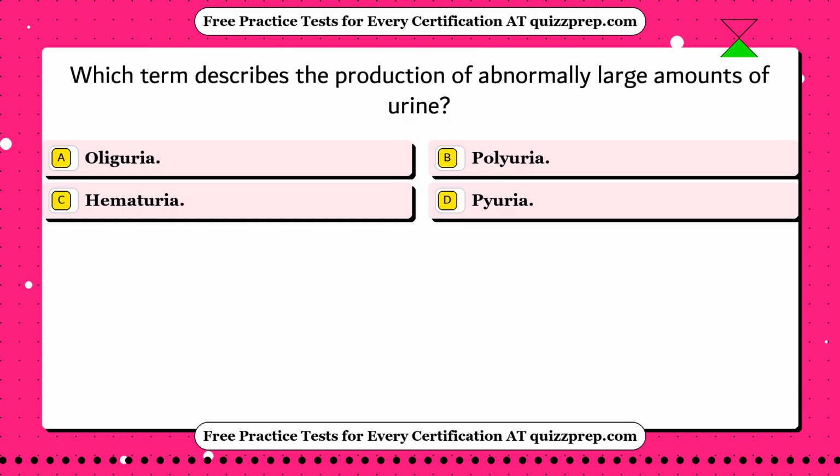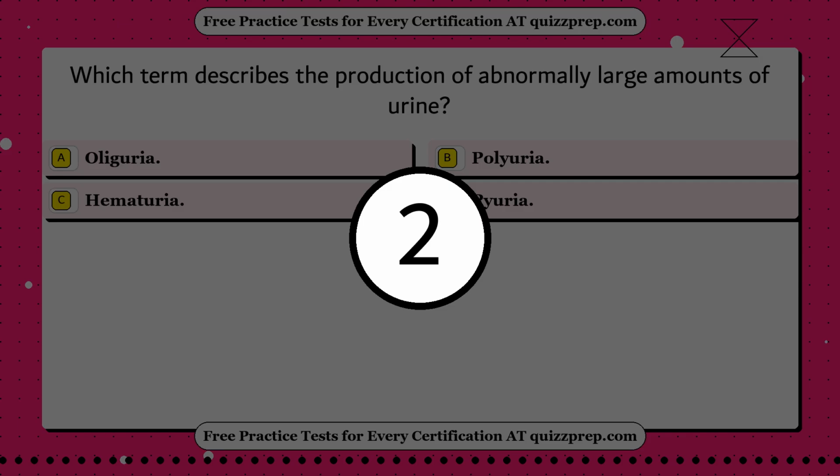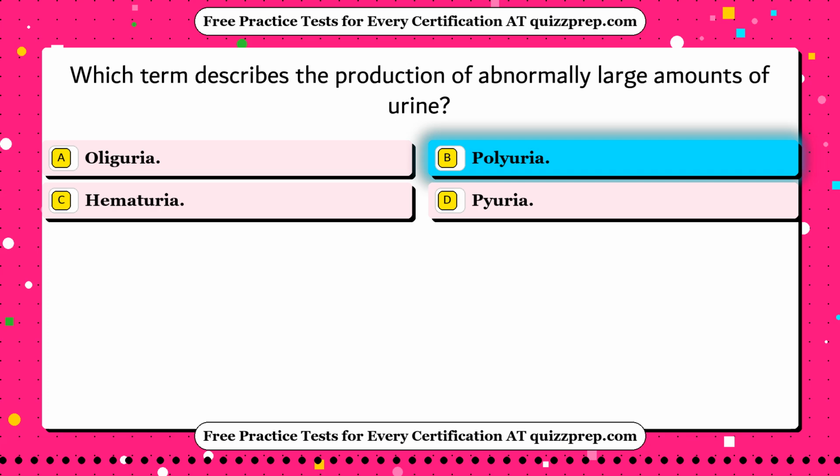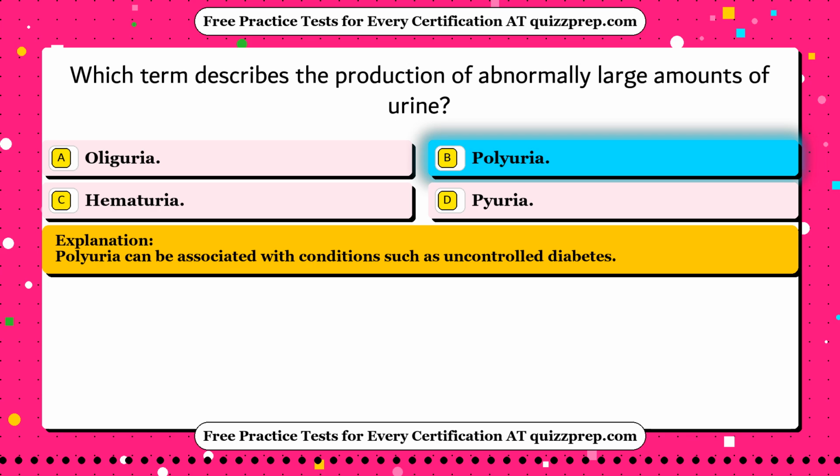Question 43. Which term describes the production of abnormally large amounts of urine? Option A, oliguria. Option B, polyuria. Option C, hematuria. Option D, pyuria. The correct answer is option B, polyuria. Polyuria can be associated with conditions such as uncontrolled diabetes.